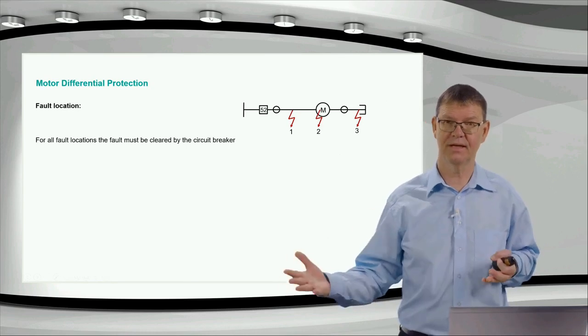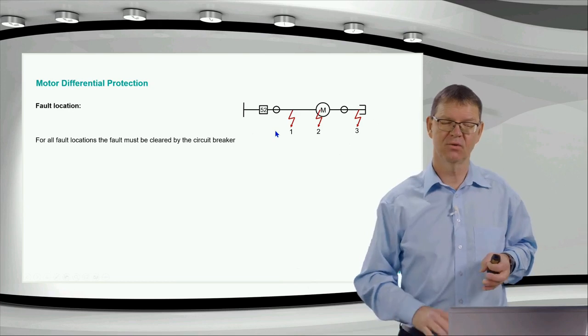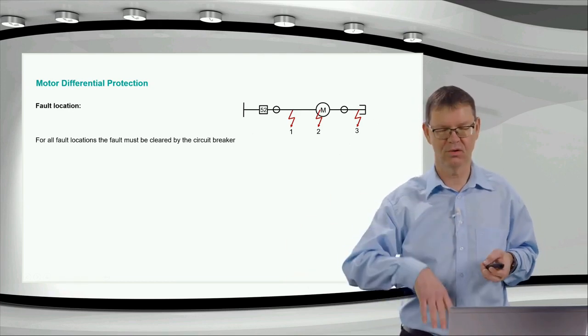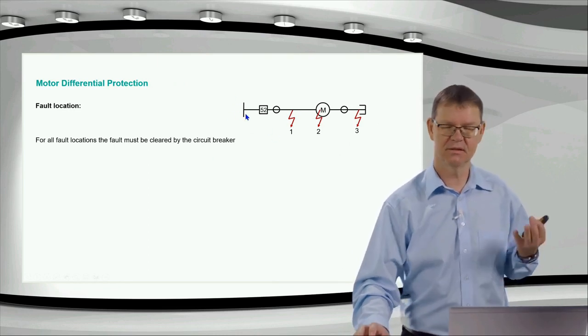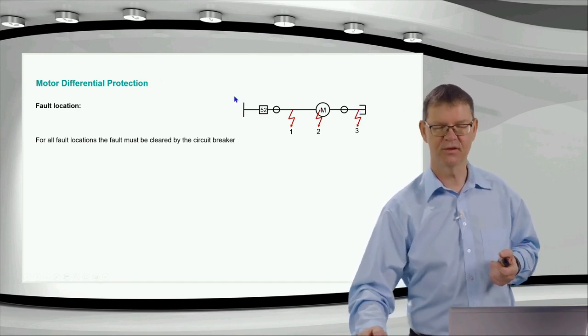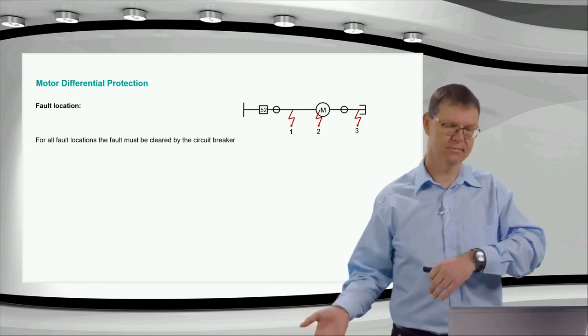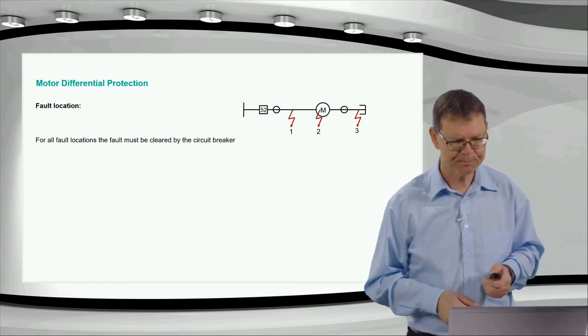However, for all faults, I need to open the circuit breaker in front of the motor. So it doesn't really make a difference if I have the fault behind the motor or inside this field, or if the fault is outside here, and then I won't see any current at all because there's no infeed from the motor, with one exception that the motor feeds the fault, but about this we will talk probably in the second session.